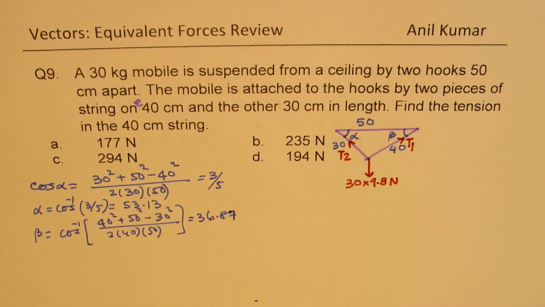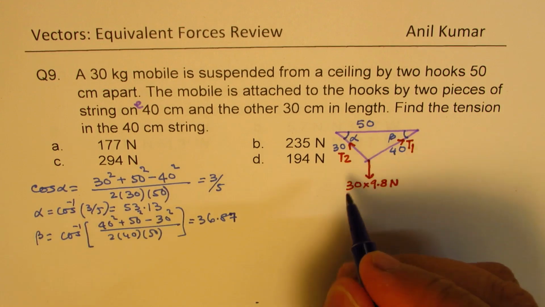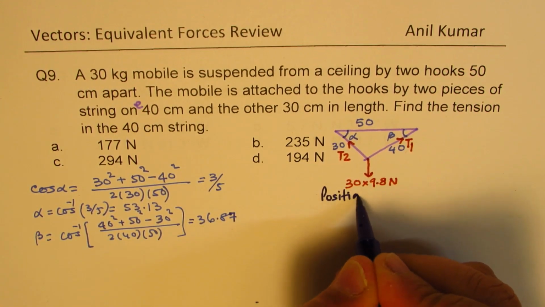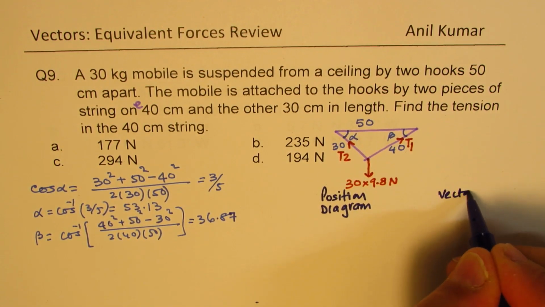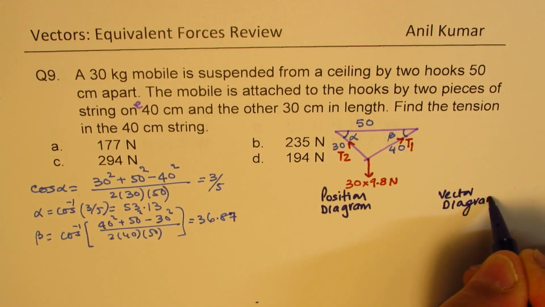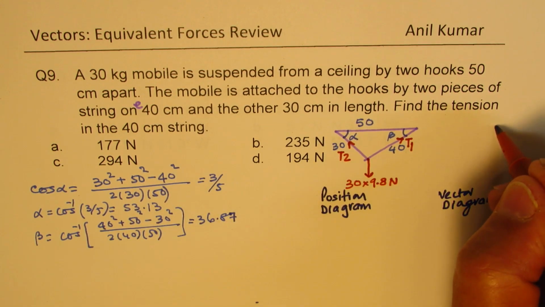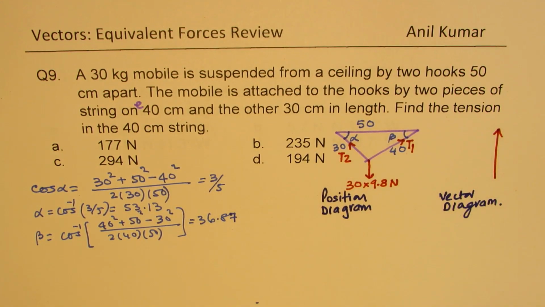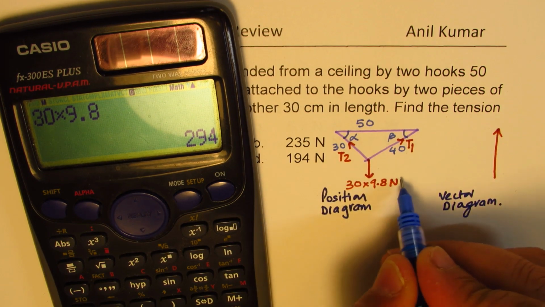Now once we know these two angles, we can make the vector diagram, right? So you should remember this is the position diagram. And now let's make the vector diagram. Now in many test papers, making the vector and position diagram is a part of the question, right? So the resultant here is this much, which is how much? We have 30 times 9.8, which is 294. So this is 294.